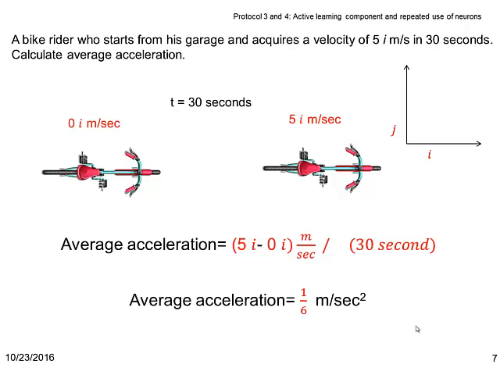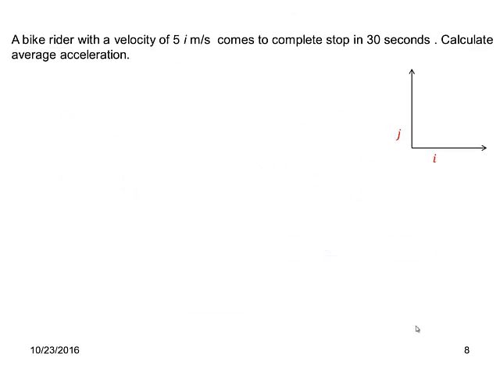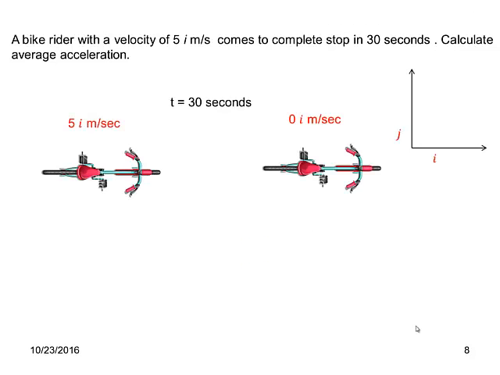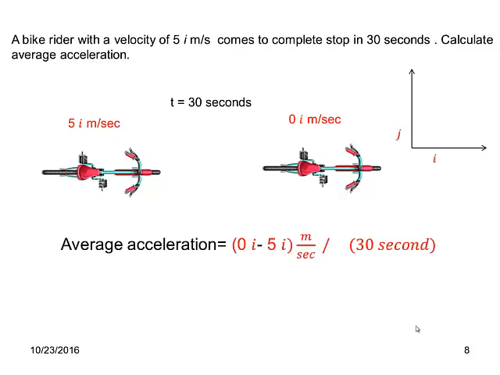If the bike rider is moving at a velocity of 5 i meters per second and comes to a complete stop in 30 seconds, what is the average acceleration? In this case, we can see that the bike rider has a negative acceleration, or we call it a deceleration, which is equal to minus 1/6 meters per second squared.